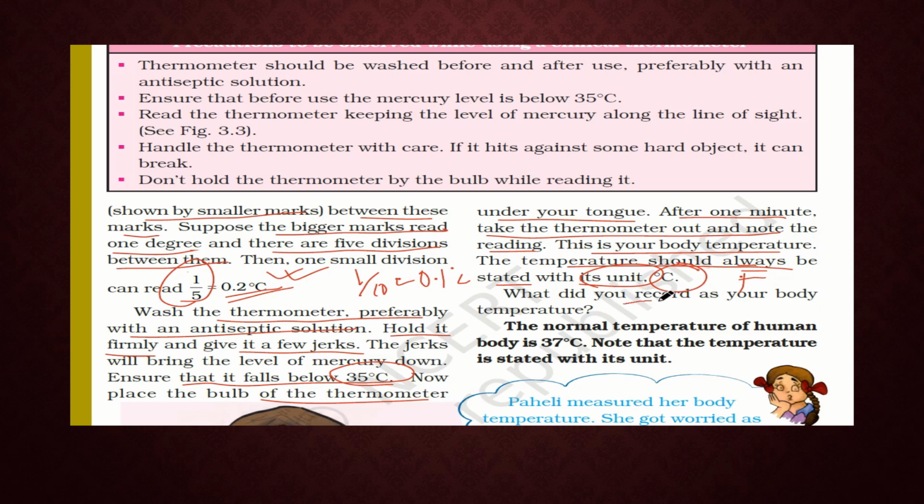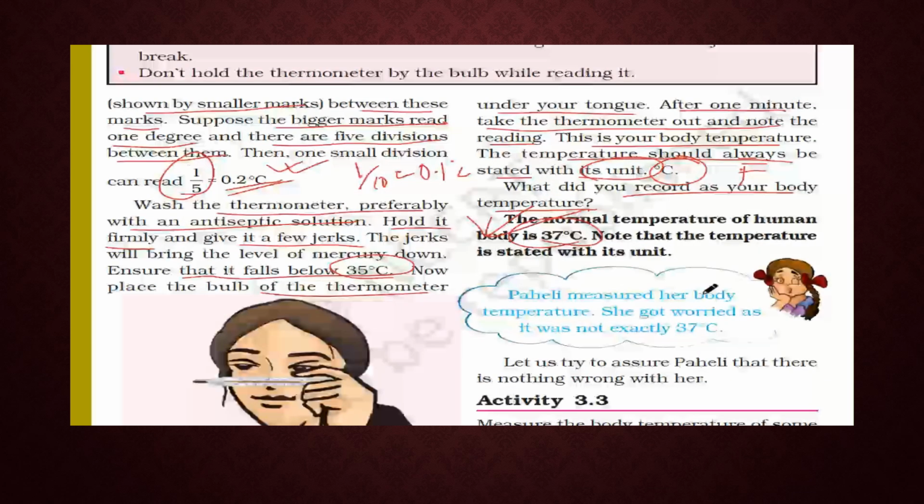So what do you record when you take your body temperature? The normal temperature of every human is 37 degrees centigrade. Paheli measured her body temperature and she got worried as it was not exactly 37 degrees. But there is nothing to worry, as all our temperatures are not the same.